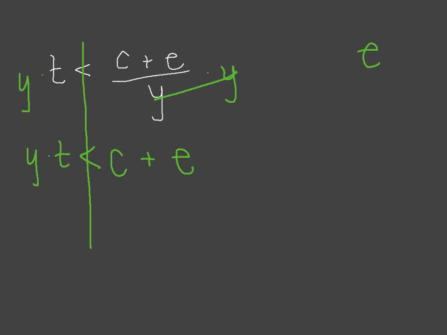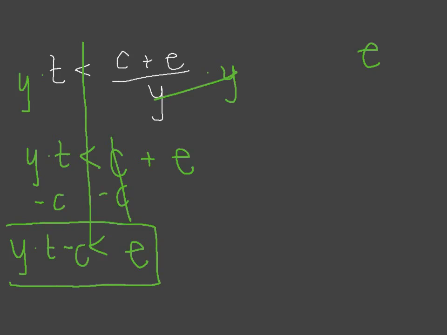Now in front of my c, there's no negative, so it's a positive c. I do the opposite of positive c, which is minus c. So I subtract c to both sides. My c's cancel, and I'm just left with e on this side and I have y times t minus c. I have my e by itself, which is what I want, so I'm done.